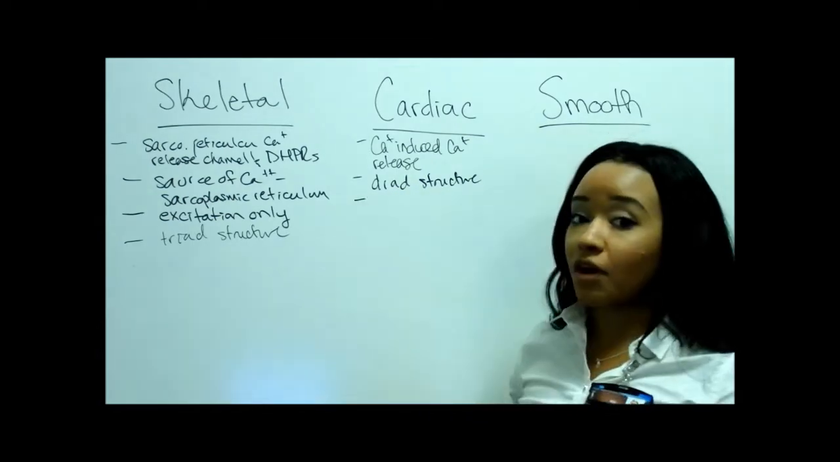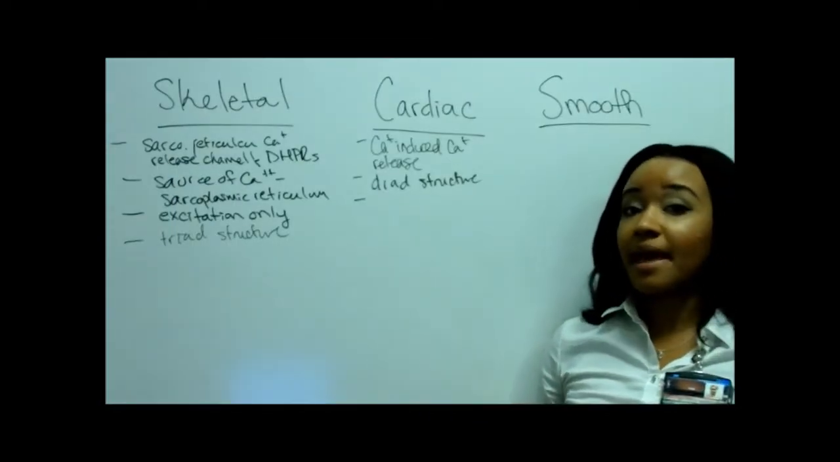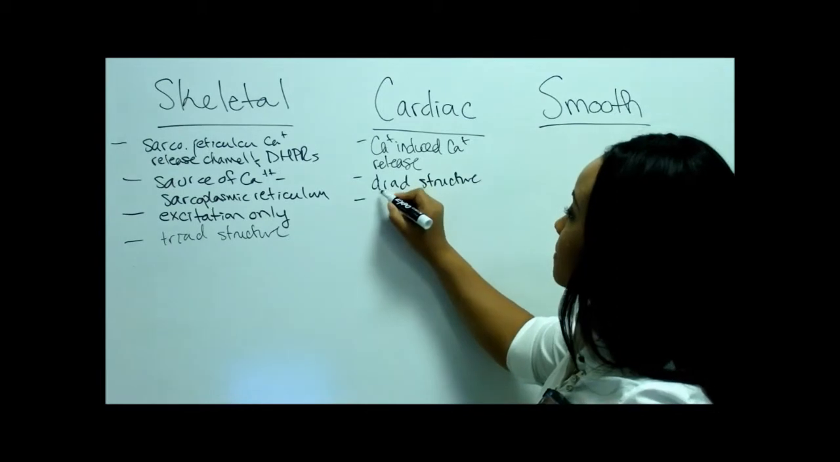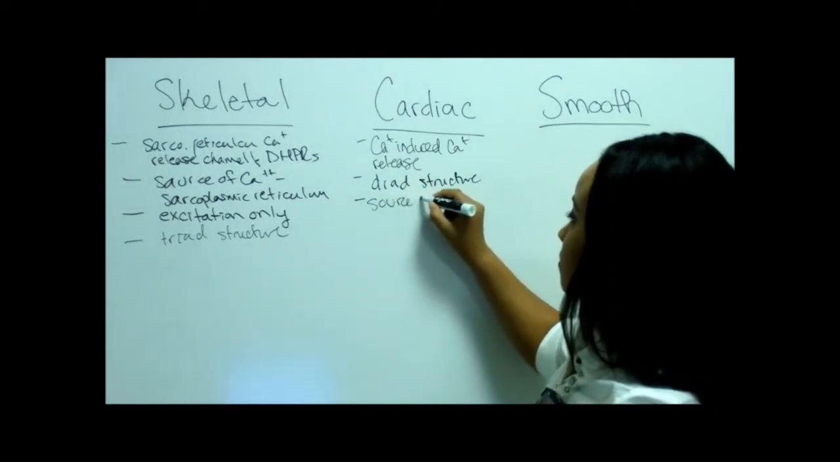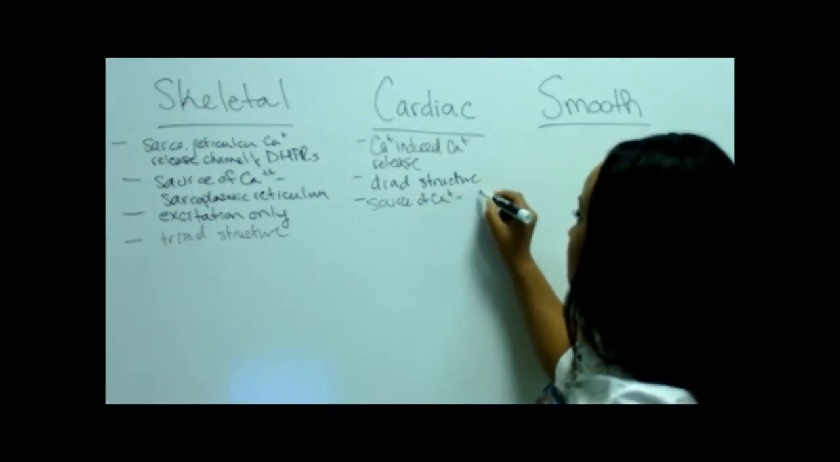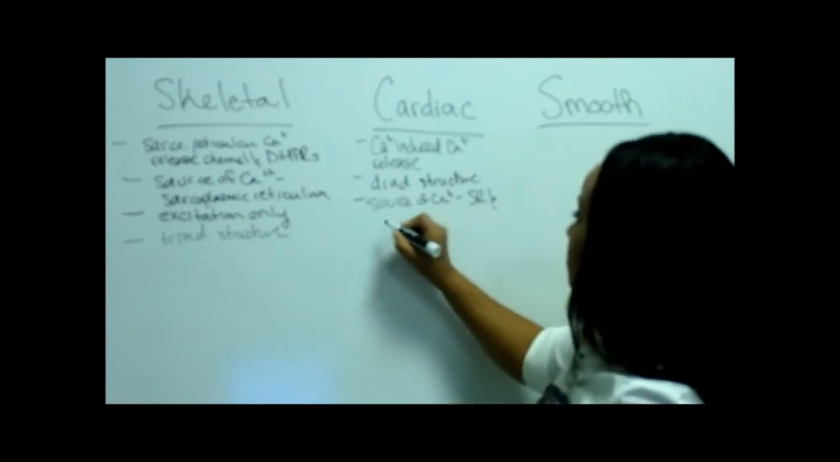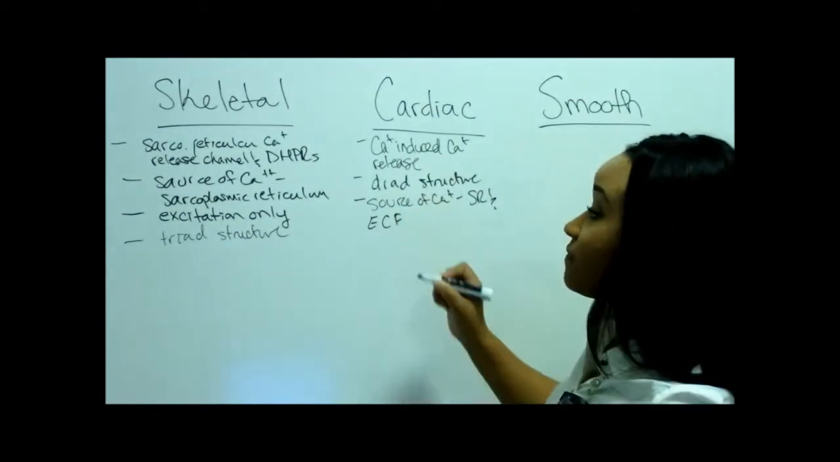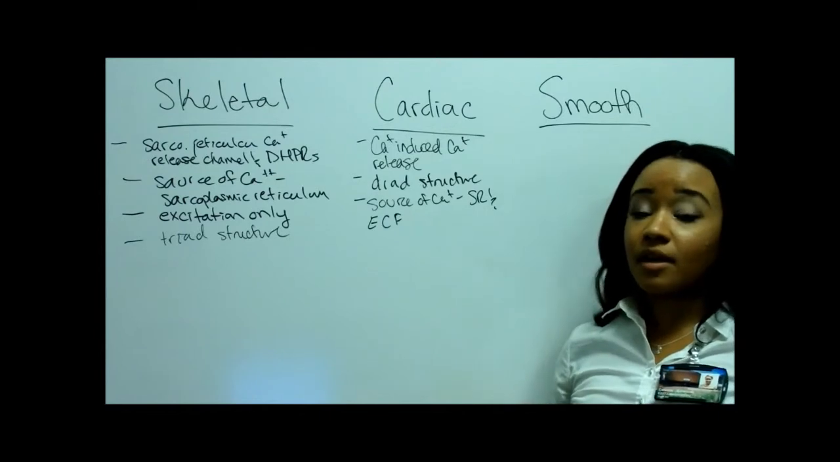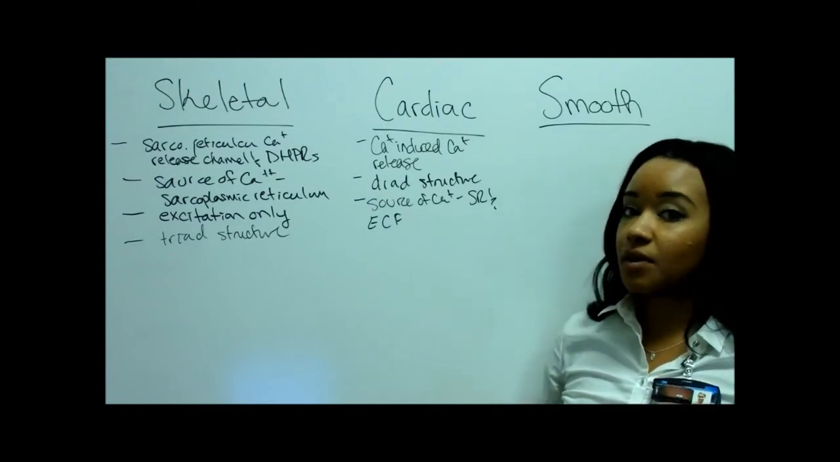The source of calcium for cardiac muscle is the sarcoplasmic reticulum and the extracellular fluid. And the effect that the nervous system will play on cardiac muscle is excitation, and it can also be inhibited.